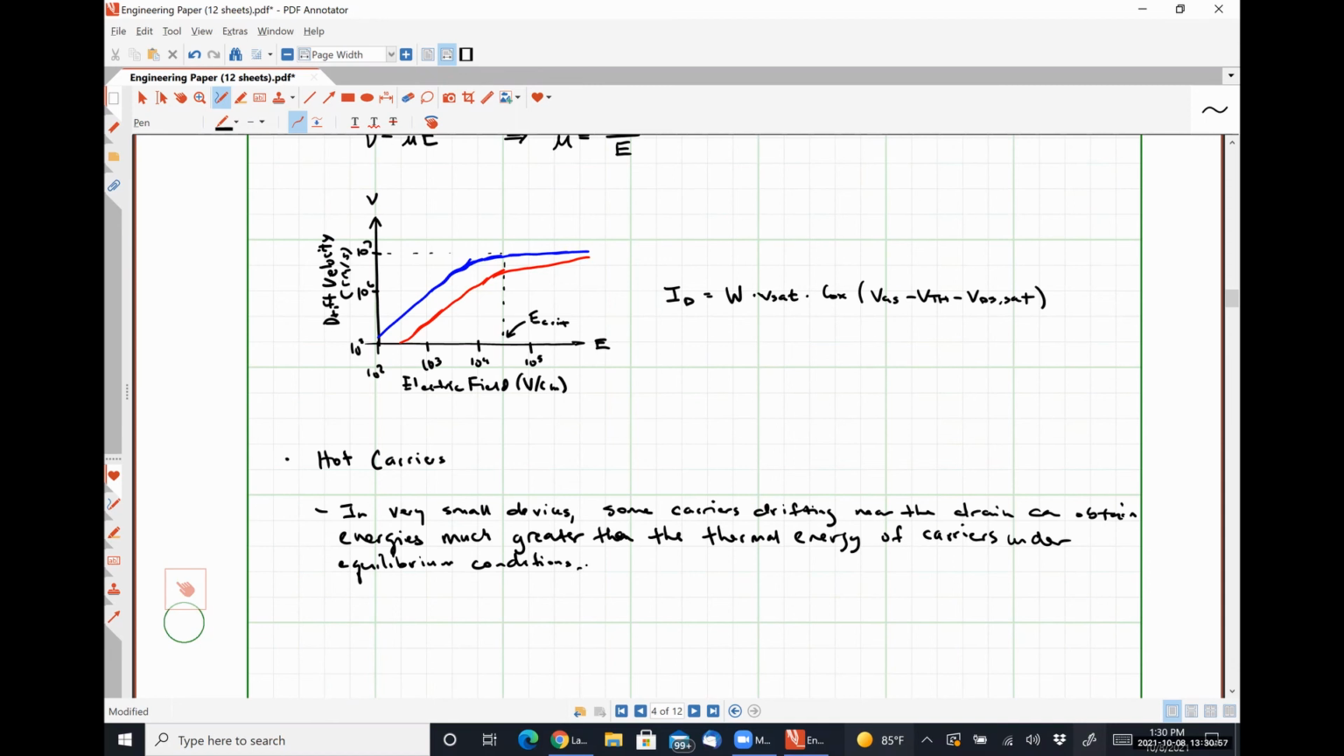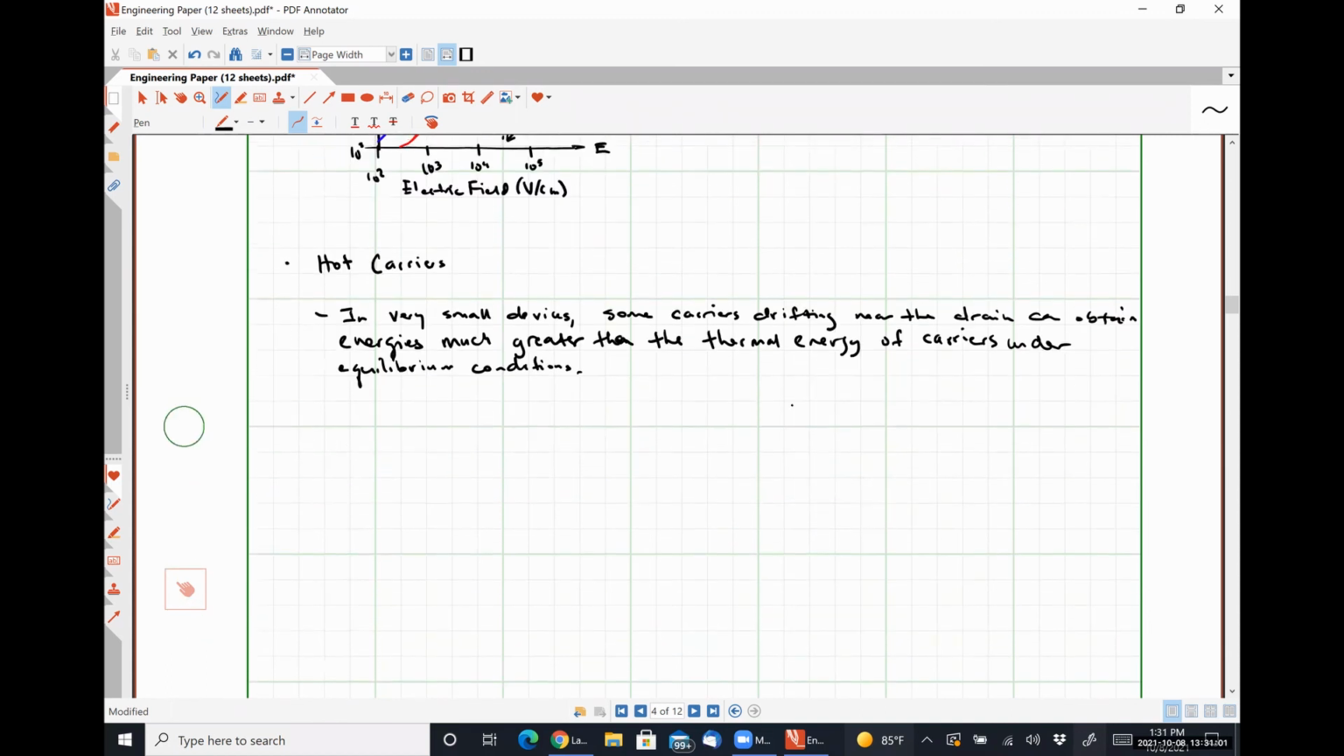So, all right. I think the last thing that we're going to talk about today, and it's the one that I know the least about, so that's why I'm not going to talk about it a lot, is drain-induced barrier lowering.